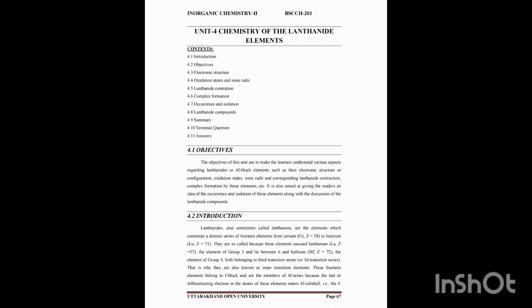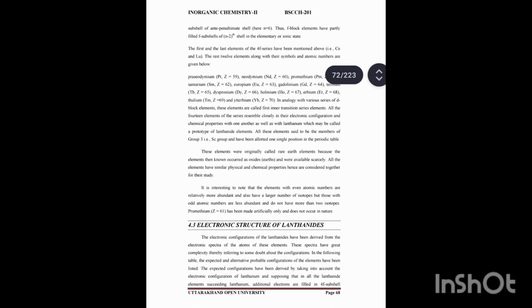These 14 elements belong to the f block and are the members of the 4f series because the last or differentiating electron in the atoms of these elements enters the 4f subshell, the f subshell of the anti-penultimate shell, here n equals 6. Thus f block elements have partially filled f subshell of the n-2 shell in the elementary or ionic state. The first and the last element of the 4f series have been mentioned above, Ce and Lu. The rest 12 elements along with their symbols and atomic numbers are given below.